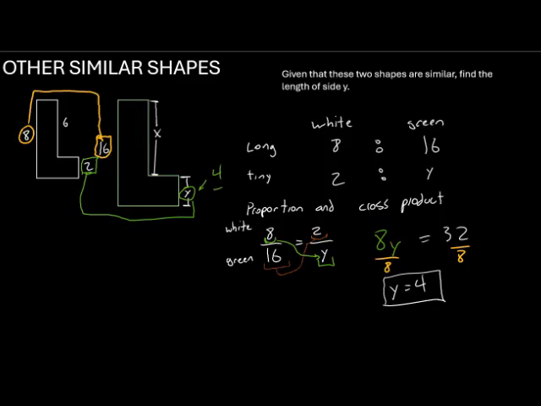So even if you don't have triangles, as long as you know the shapes are similar, you can find any sides you want as long as you have 2 sides that you do know.